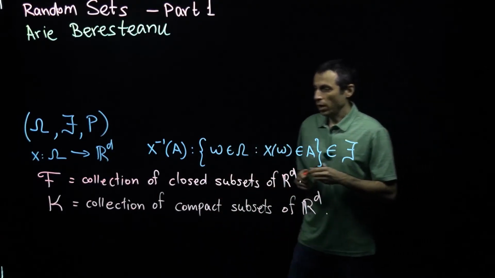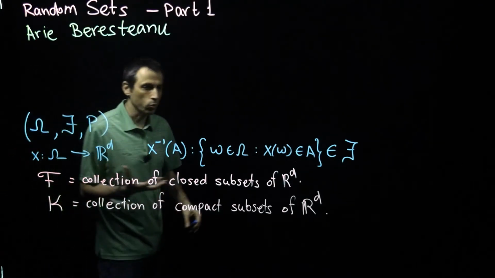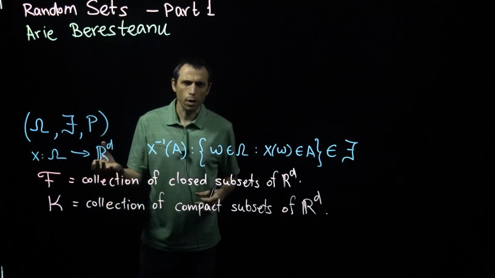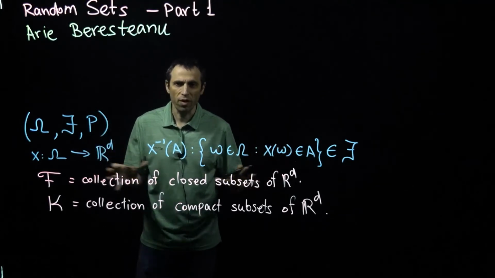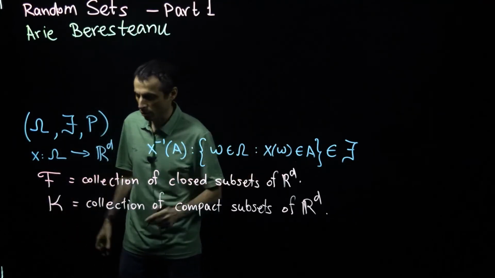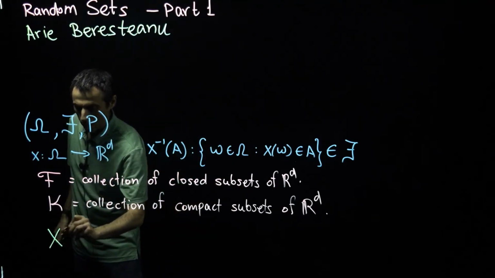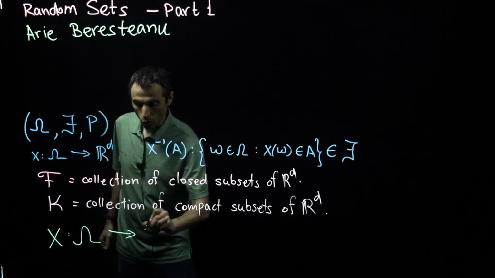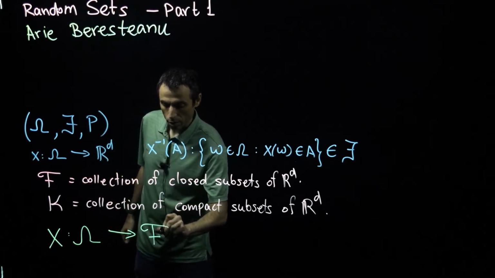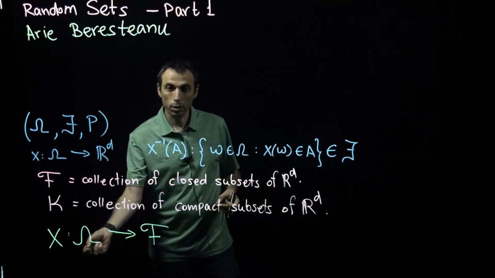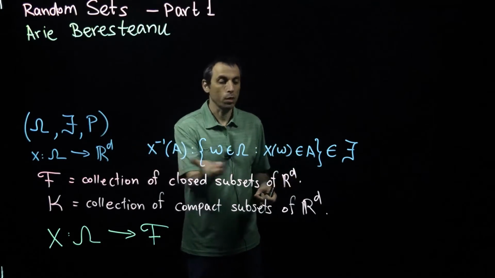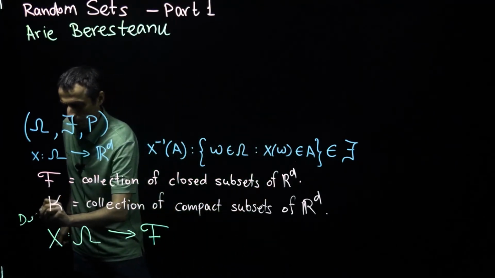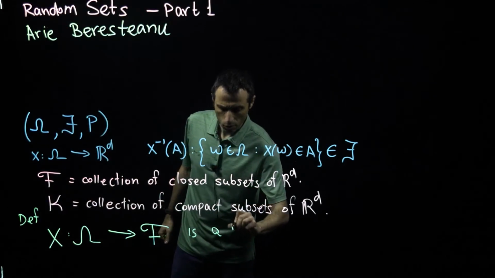Now in order to define a random set, or set-valued random variable, that's another way to call it, I'm going to use lowercase letters for the regular point-valued random variables, and capital letters for the set-valued ones. So that will be a mapping X, again from the same omega, but now with values in F. So for every small omega in omega, we will match a closed subset of R^d, rather than just a point in R^d.